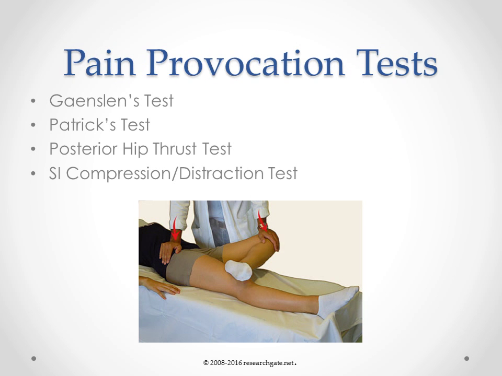Along with the exam, I'm going to perform 4 pain provocation tests. The 4 I've selected are Gaenslen's, Patrick's or FABER's, a posterior hip thrust test, and SI compression distraction tests for ruling in that the patient isn't just suffering from low back pain, that it is specific to the SI joint.